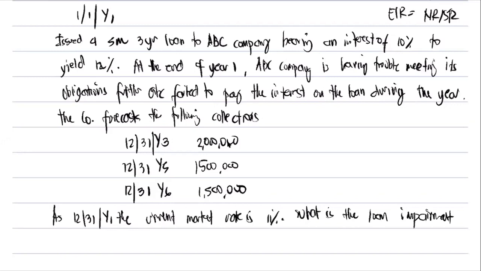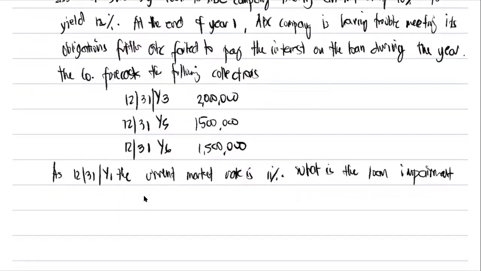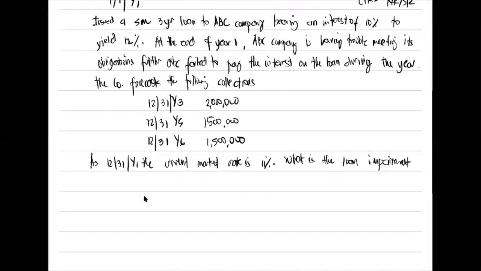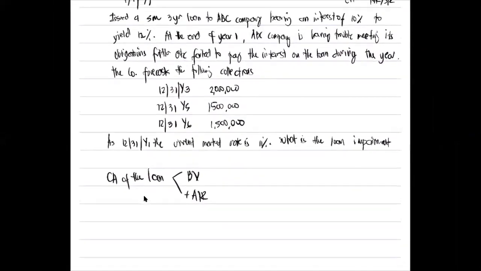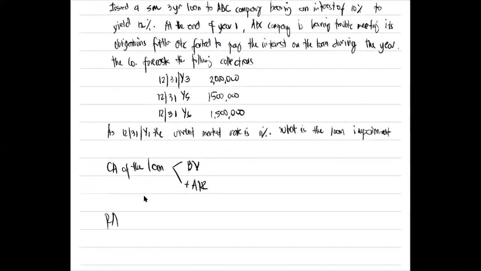So we need to compute for our loan impairment. To compute our loan impairment, we need to get the carrying amount of the loan, which is equal to your book value of the loan plus accrued interest receivable. And then we need to compute also the recoverable amount, that is the present value of future cash flows. So let's compute first the carrying amount of the loan as of December 31, year 1. Kindly compute the carrying amount of the loan as of December 31, year 1.